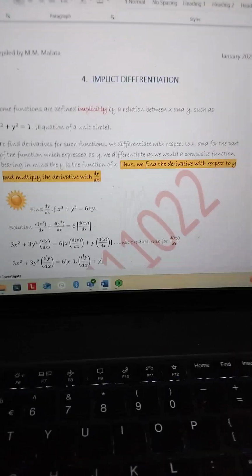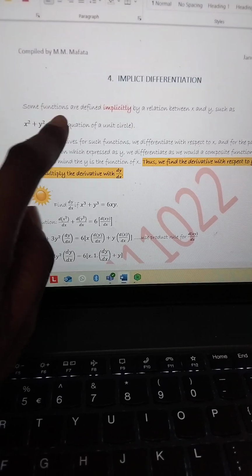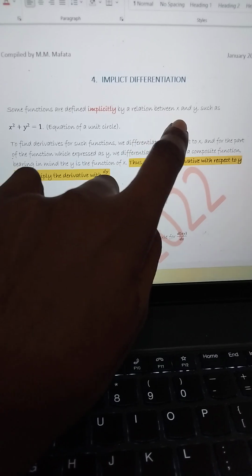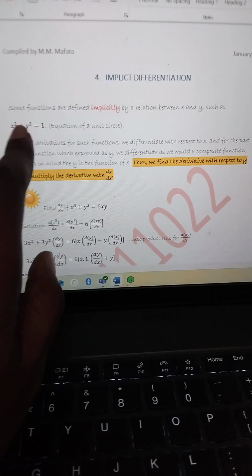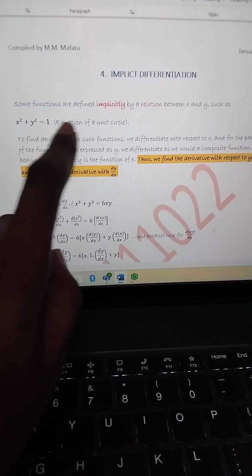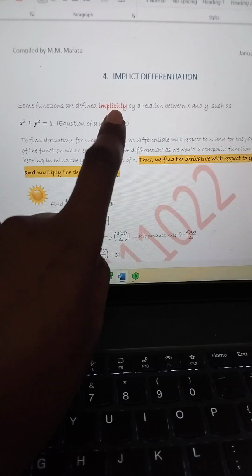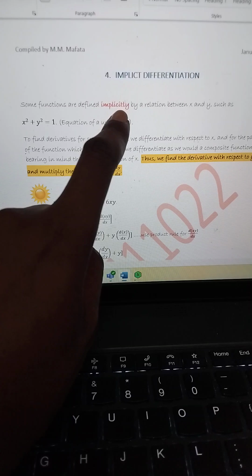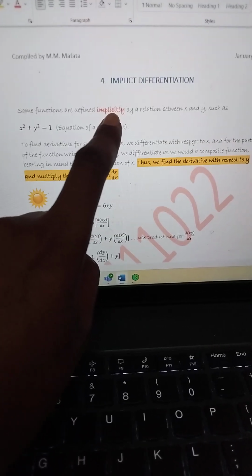So, reading from your workbook here, we read that some functions are defined implicitly by a relationship between x and y, such as x squared plus y squared is equal to 1. So you are supposed to go and check on your own what implicit functions are. Make sure you understand what they are.